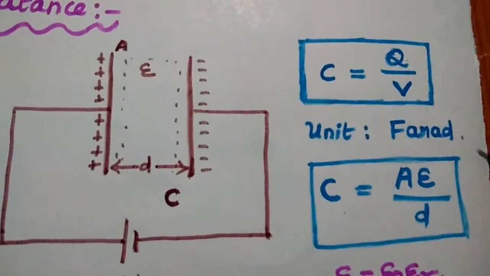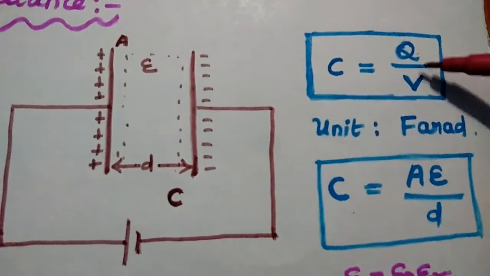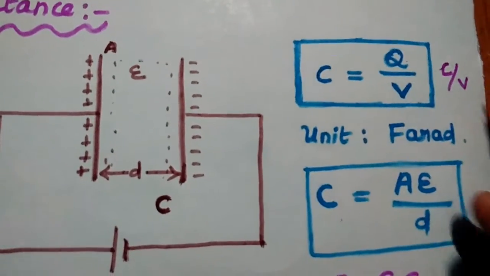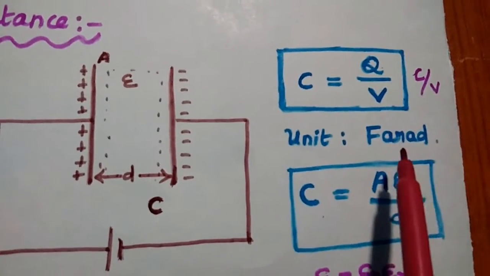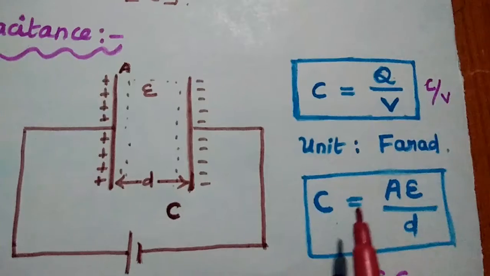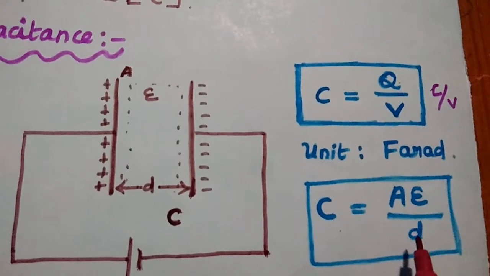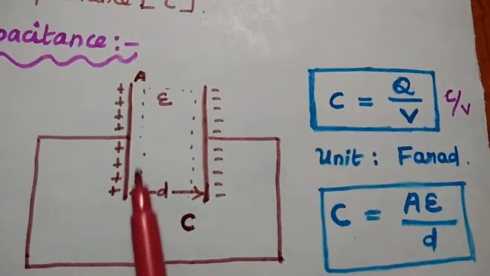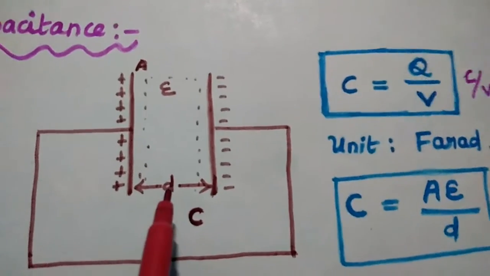The unit of capacitance is coulomb per volt, that is charge divided by voltage. But in SI units, we represent capacitance in farad. This capacitance can also be derived as A epsilon divided by D. That is, the capacitance can be derived from the values of its area, its dielectric constant, and the separation between the plates.